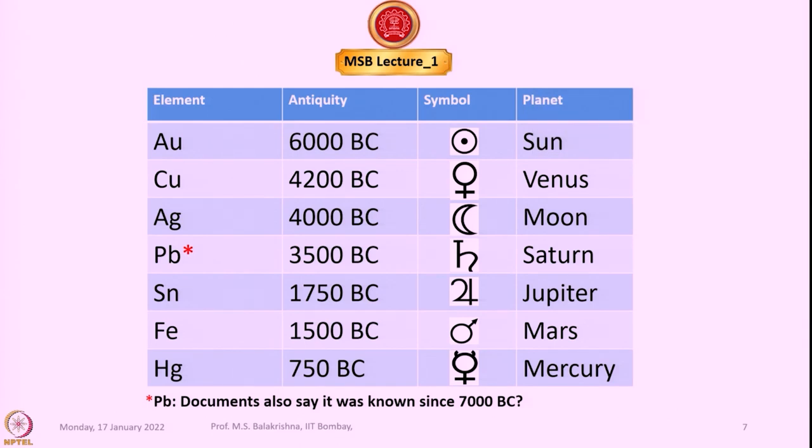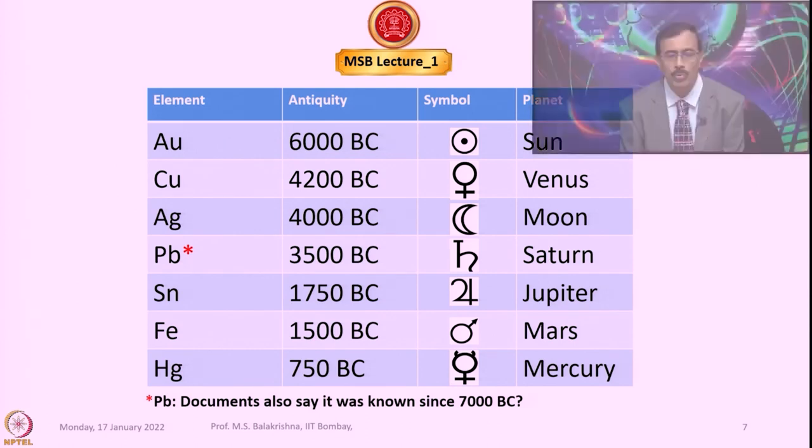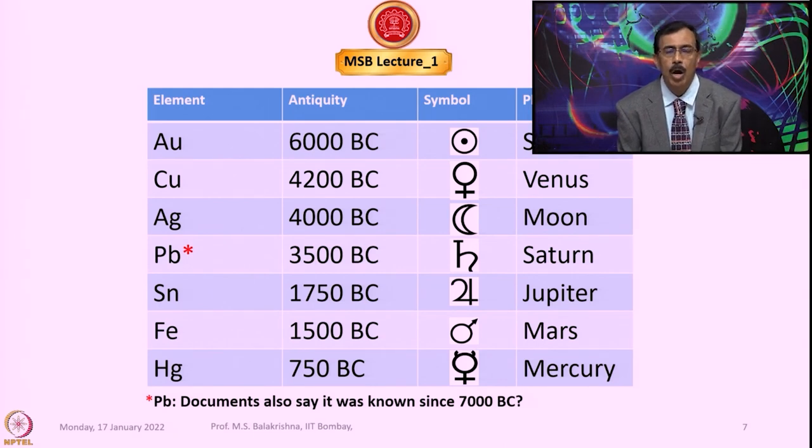Similarly, lead was known about 5,500 years back, and tin about 3,750 years back. At the same time, iron was also known. In fact, Indians knew how to extract mercury from cinnabar, and distill and purify it, about 3,000 years back. They also knew how to handle it, and they had the concept of a fume hood.